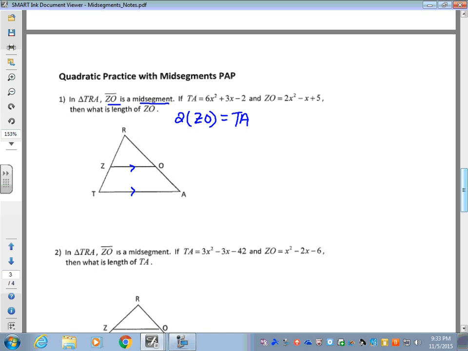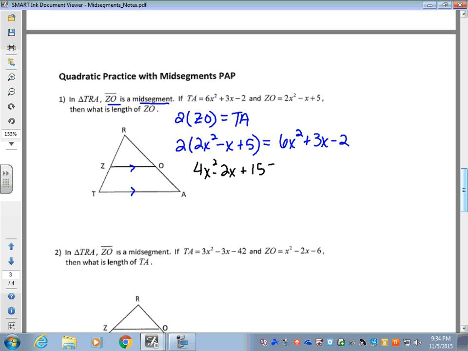All right? Well, I know that TA is equal to the quadratic 6x squared plus 3x minus 2, and ZO accordingly is 2x squared minus x plus 5. They want us to find the length of ZO. So I'm just going to go straight into substituting. So we're going to do 2 parentheses 2x squared minus x plus 5 equals 6x squared plus 3x minus 2. All right, we're going to distribute here. When I distribute, I get 4x squared minus 2x. Got that.